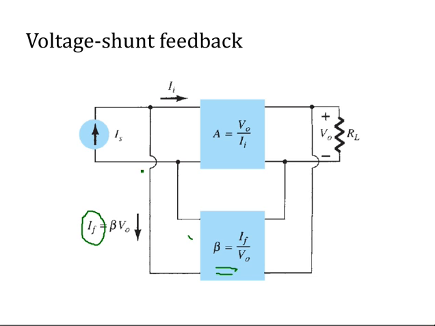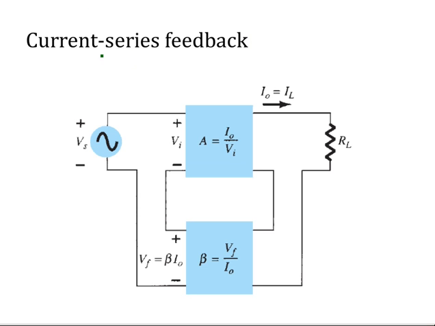So this is voltage shunt feedback. It is connected in parallel or shunt, and again voltage is fed back from the output. Now this connection is giving you a current series feedback. So this current series feedback, you see, if you are taking current from the output, it has to be tapped from the output like this.